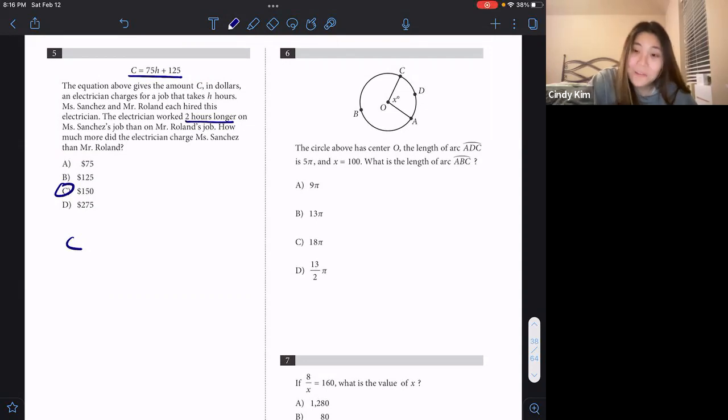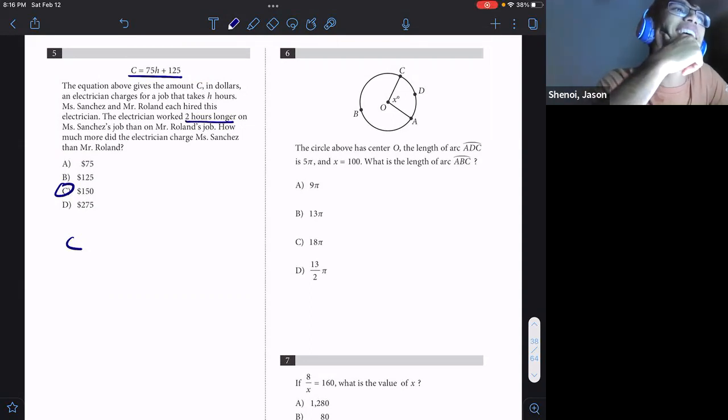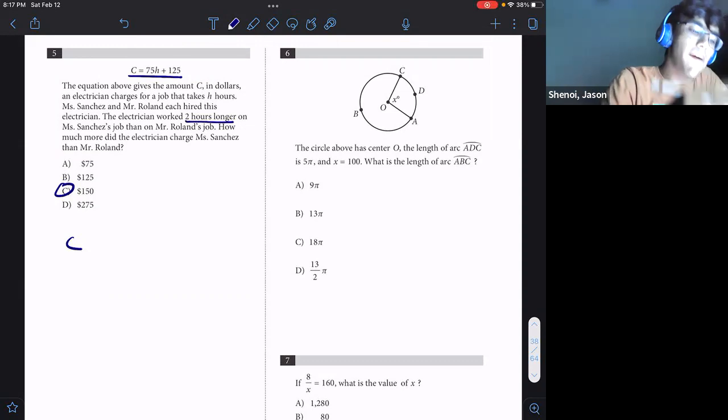6. Because my answer wasn't in the ABCD. Okay. So it's asking what the length of arc ABC is, if the length of arc ACD is 5 pi.